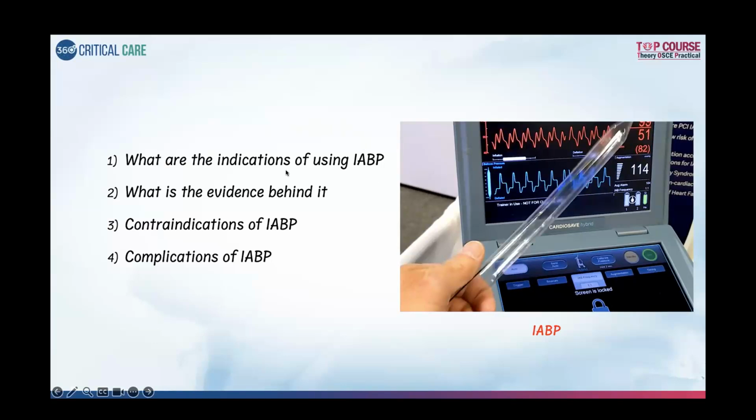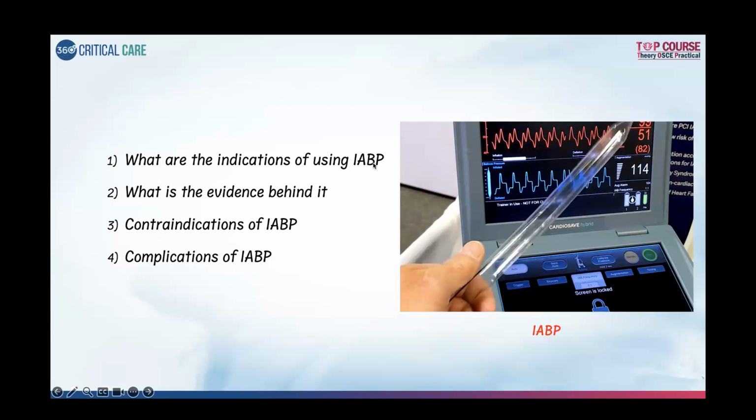They will be asking about what are the indications of using IABP, what is the evidence behind it, what are the trials that you know, what are the contraindications for IABP, and what can be the complications associated with it. So first of all, one abnormal waveform, and they will be asking about other associated questions. So what are the indications of IABP?